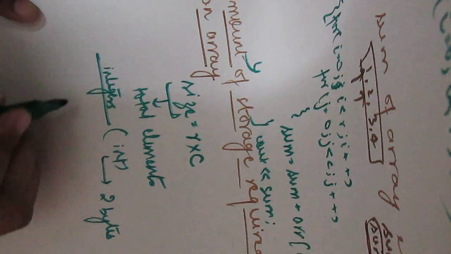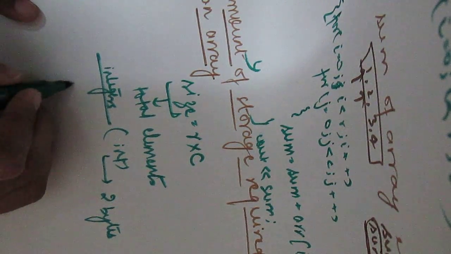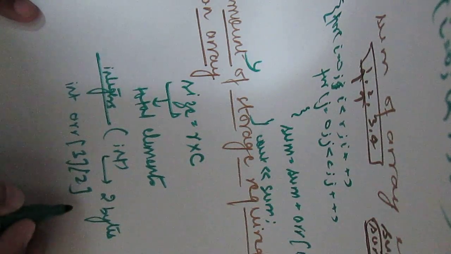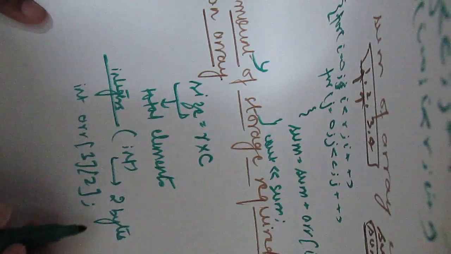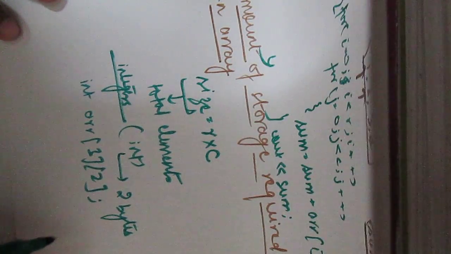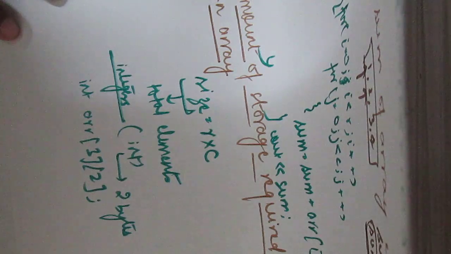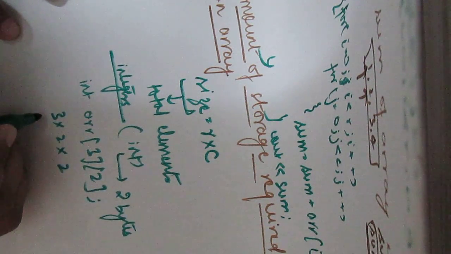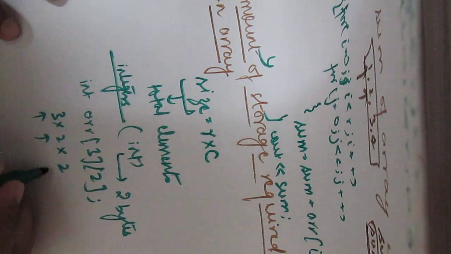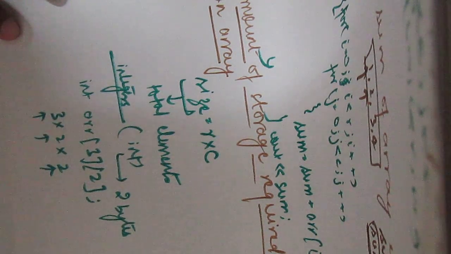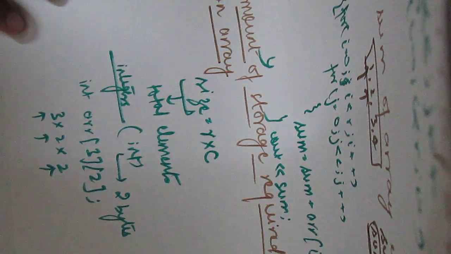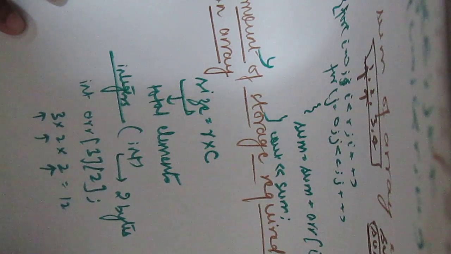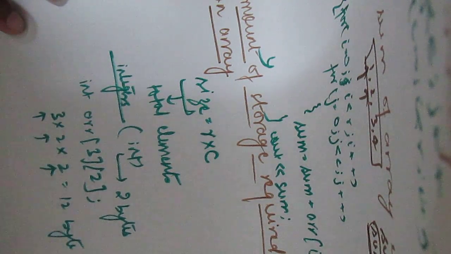So for an integer array, say int arr[3][2], 3 and 2 mean 3 rows and 2 columns. The amount of storage required to store the array is 3 into 2 into 2. Here 3 is the number of rows, this is the columns, and this is the number of bytes required to store the data type. So this is 12, so we have 12 bytes.